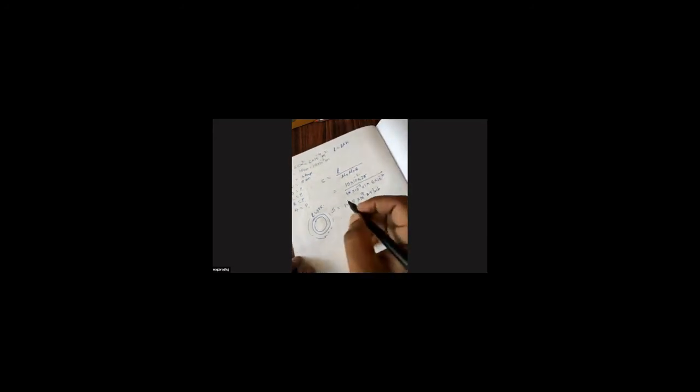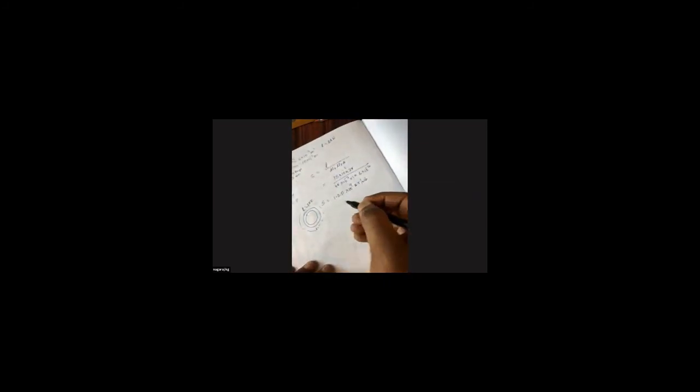1.25 into 10 to the power of 9. 10 to the power of 9 ampere turns per Weber. That is the unit for reluctance: ampere turns per Weber.